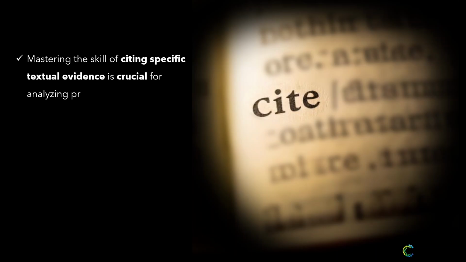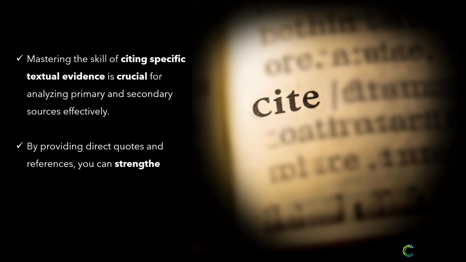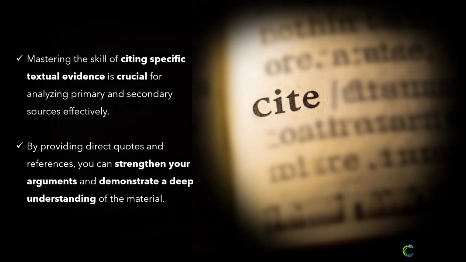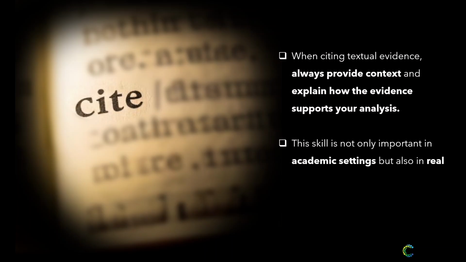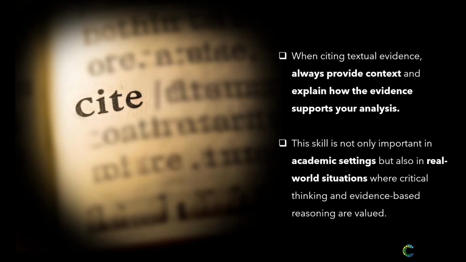In conclusion, mastering the skill of citing specific textual evidence is crucial for analyzing primary and secondary sources effectively. By providing direct quotes and references, you can strengthen your arguments and demonstrate a deep understanding of the material. Remember, when citing textual evidence, always provide context and explain how the evidence supports your analysis. This skill is not only important in academic settings, but also in real-world situations where critical thinking and evidence-based reasoning are valued.